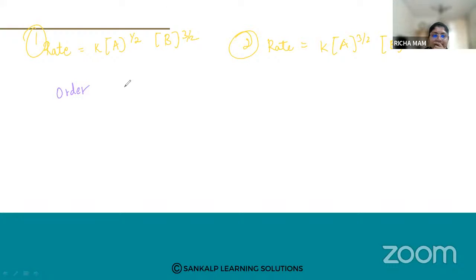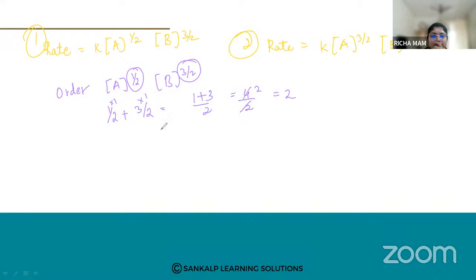So what is order of reaction? You have to calculate, you have to take the concentration raised to the powers. It is the sum of the powers. So what is it? It is 2. Okay, it is 2. Not 1 by 2. See here, I'll show you again.